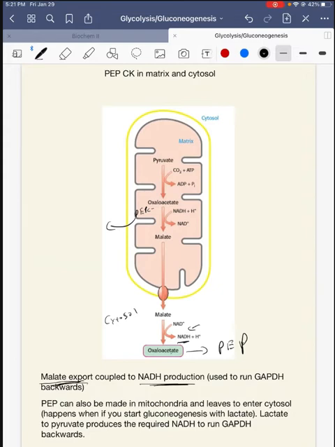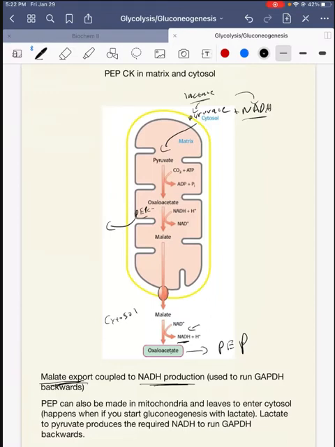When PEPCK takes place in the mitochondria, this happens if you generally start with lactate. So let me draw this one out. If we start with lactate, we convert it to pyruvate. We also make NADH. And then pyruvate enters the mitochondria, and then it can be converted to oxaloacetate. If we start with lactate, we already made our NADH in the cytosol, right? Lactate goes into pyruvate, makes NADH. And then pyruvate enters the mitochondria, and then we can run PEPCK inside the mitochondria.